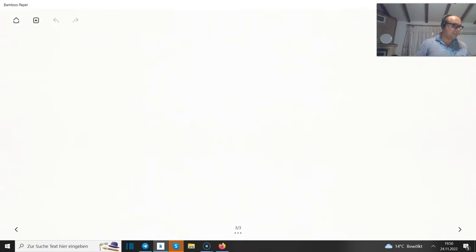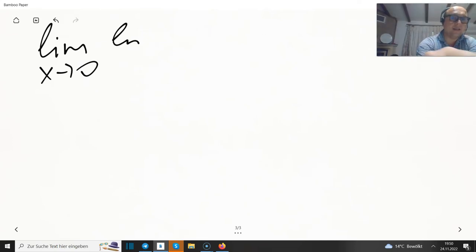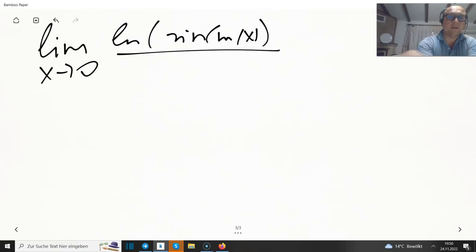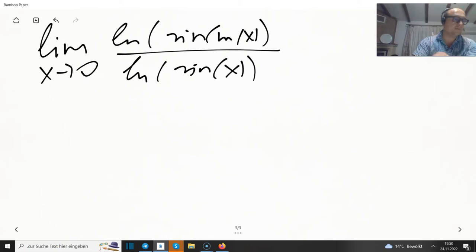Okay, and the last for tonight would be a limit x towards 0. We have ln of sine of mx divided by ln of sine of just x, and m is some whatever constant. Are we in trouble? If x is 0, we get 0 from the sine, so sine is 0 as well, and ln is approaching minus infinity in both cases, so minus infinity divided by minus infinity. Both are differentiable, so L'Hopital is coming.